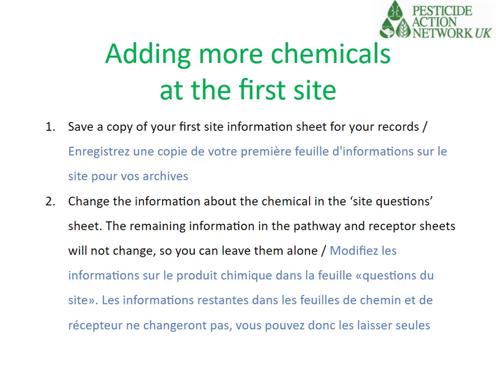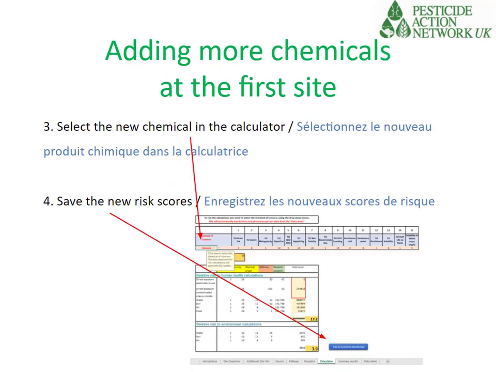Perhaps you can start using a suffix such as the date and your name of the calculation in the site name or the chemical. And then all you need to do is to go back and change the information about the chemical in the site questions sheet. The remaining information in the pathway and receptor sheets should stay the same, as it is the same site, so you can leave them alone.